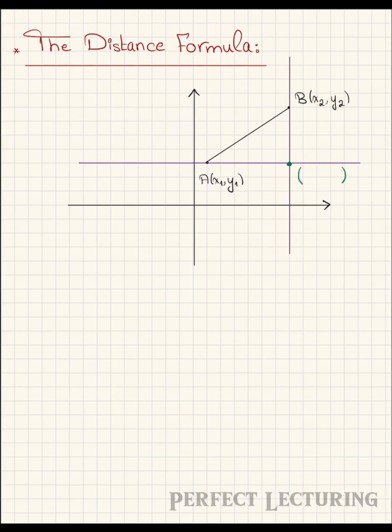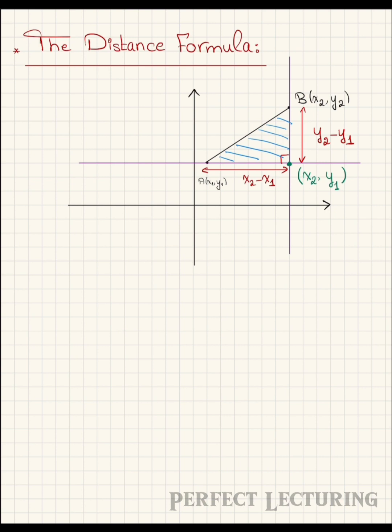The abscissa of this point is similar to the abscissa of B, so it is x2, and the ordinate of this point is similar to that of A, which is y1. Let us now find the length of this side. The length of this side is simply y2 minus y1. Similarly, the length of the other side is x2 minus x1. Of course, these two lines are perpendicular, which means we obtain a right triangle. Thus, we can apply the Pythagorean theorem.